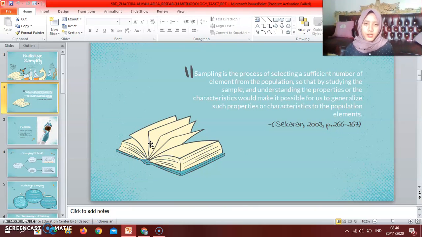Before we go further about multistage sampling, I would like to explain more about what sampling is. Sampling is the process of selecting a sufficient number of the elements from the population so that by studying the sample and understanding the properties or the characteristics, it would make it possible for us to generalize such properties or characteristics for the population's elements, stated by Sekaran in 2003.